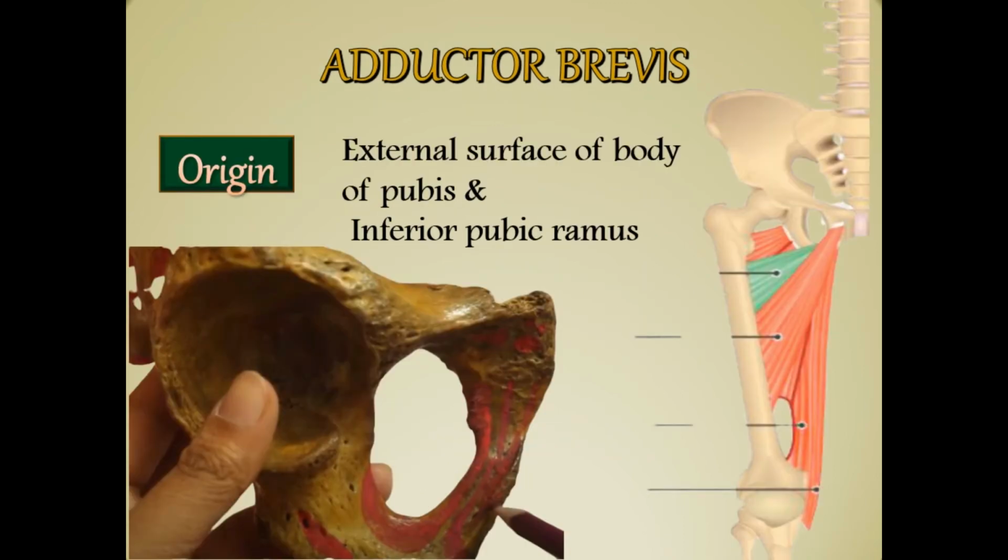Adductor brevis origin: the external surface of the body of the pubis. Now this is the external surface of the body of the pubis, and the inferior pubic ramus. Adductor brevis originates in between this, most medially toward the obturator foramen, which is the origin of the obturator externus muscle, and laterally outward, this one is the gracilis muscle. In between these two, the central one is the adductor brevis muscle. So adductor brevis arises from the external surface of the body of the pubis and the inferior pubic ramus, and it will not go up to the distal ramus. It is only the external surface of the body of the pubis and inferior pubic ramus, in between obturator externus and gracilis muscle.